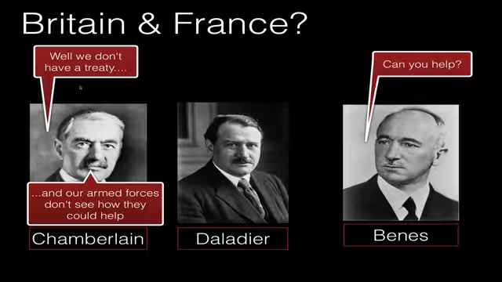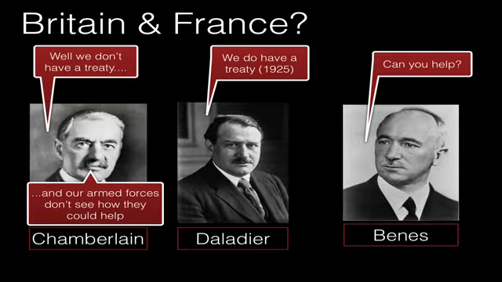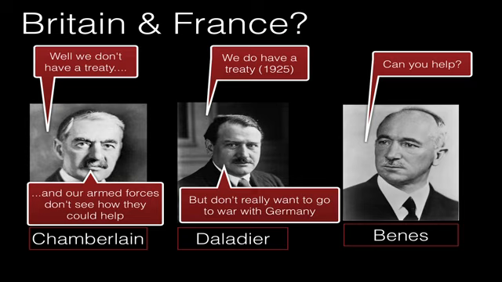The French leader, Daladier, well, France did have a treaty with Czechoslovakia signed back in 1925 when France was looking for allies against Germany, but he didn't want this alliance to pull France into war at this time. They didn't really want to get into a war with Germany if they could avoid it. So Beneš didn't really get any firm promises of support from Chamberlain or Daladier.